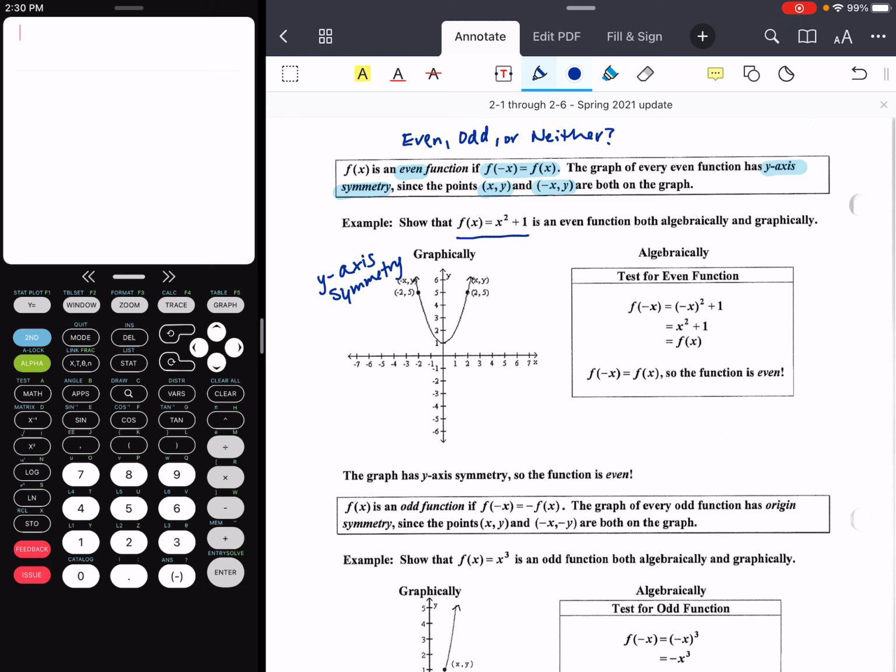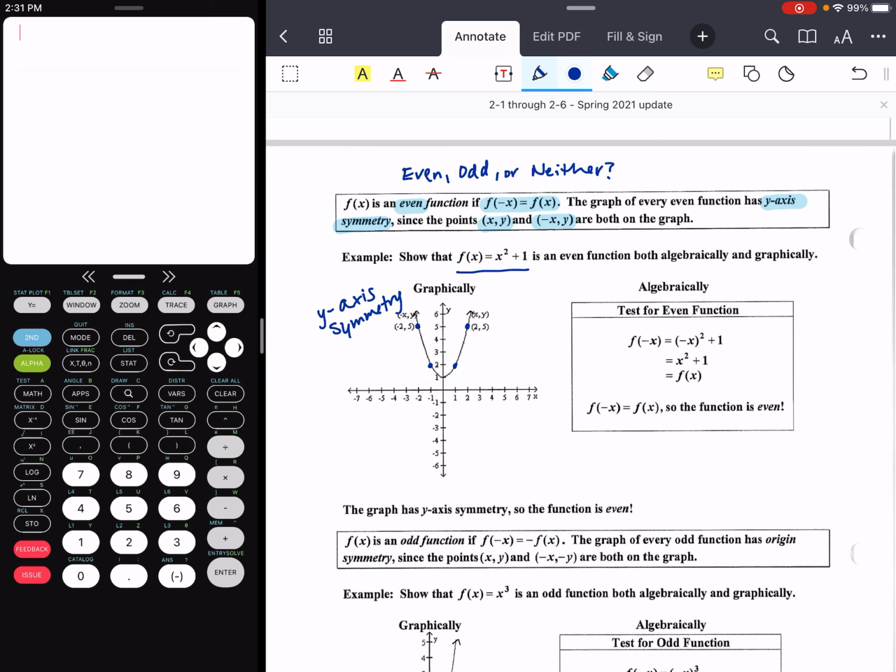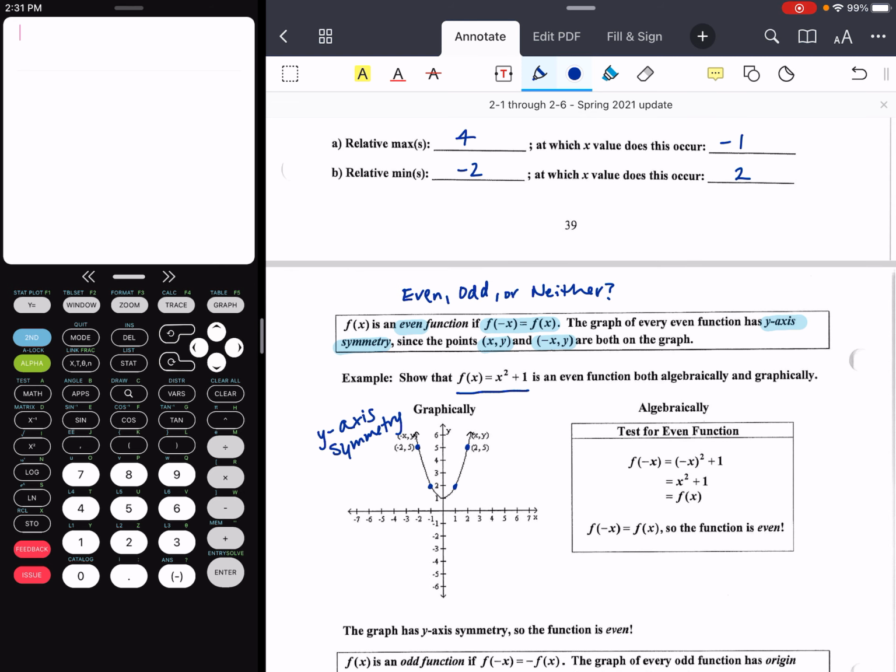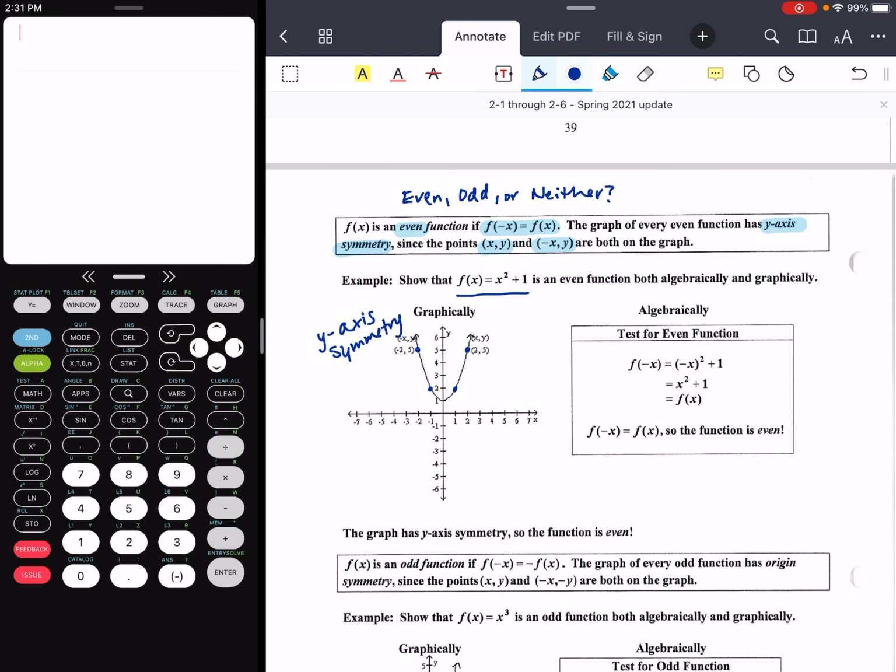And if you want to spot check, for example, if you see the point (2, 5) here, you have the matching point (negative 2, 5). You have the point (1, 2) with the matching point (negative 1, 2). So you have that match of the positive and the negative x across that y-axis. So because you have y-axis symmetry, you know visually this is an even function.